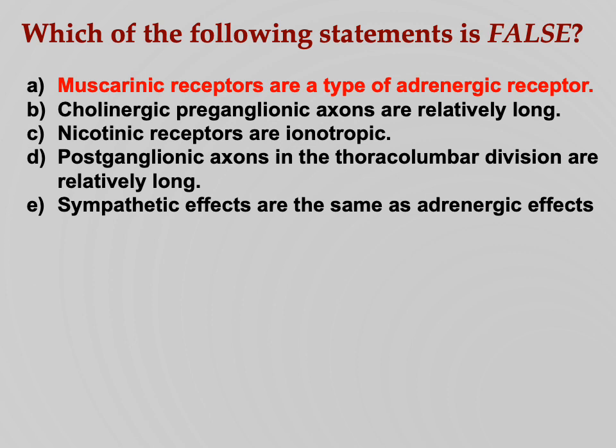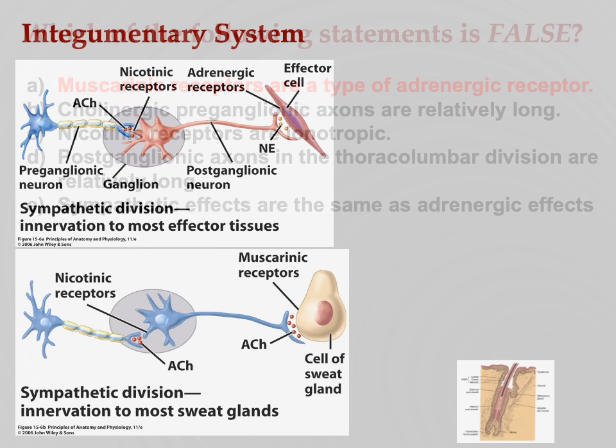And what's wrong here? Yeah, muscarinic, those are cholinergic receptors. Those are for acetylcholine. All the others are true, so you should take a moment right now and go back through and make sure you see why they're true.